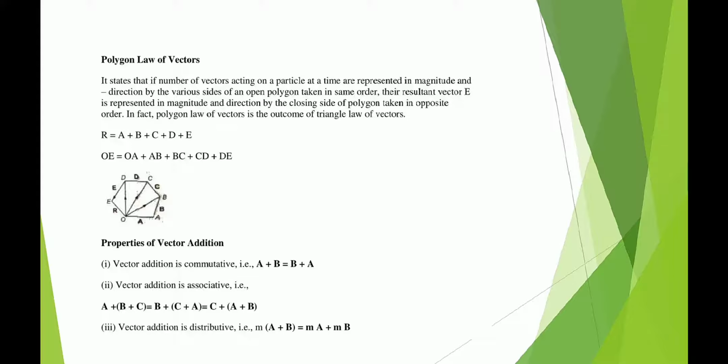Properties of vector addition. Vector addition is commutative, that is A plus B is equal to B plus A. Vector addition is associative, that is (A plus B) plus C is equal to (B plus C) plus A, which is equal to C plus (A plus B). Third one, vector multiplication by a scalar is distributive: m(A plus B) is equal to mA plus mB.